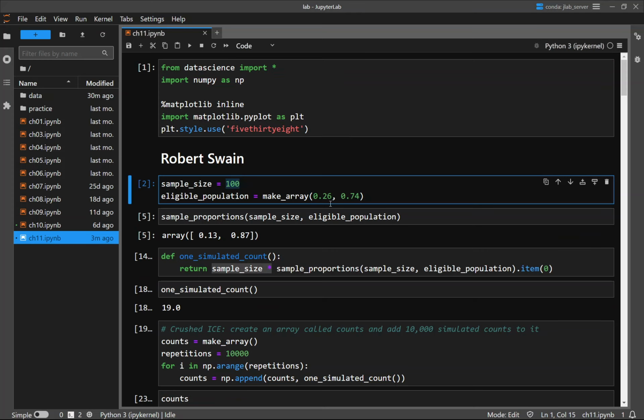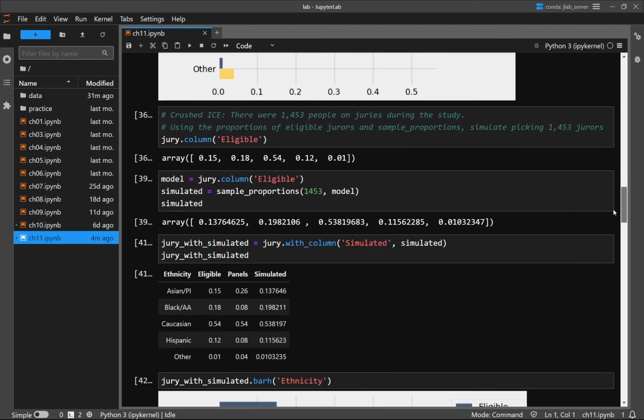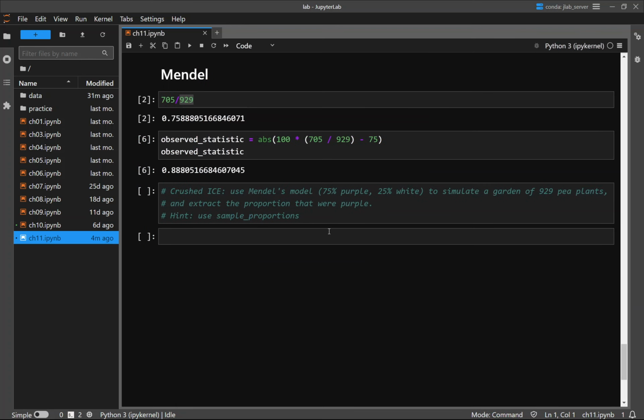Our sample size is 929, and our eligible population is not population anymore. It's just proportions of pea plants being purple or white. So it's going to be another array that adds up to 1, but 1's going to be the purple percentage, so 75%, 0.75, and the other is going to be 0.25, because that's what the model is trying to say, right? And we call sample proportions with those two things. So here, let's think about it that way.